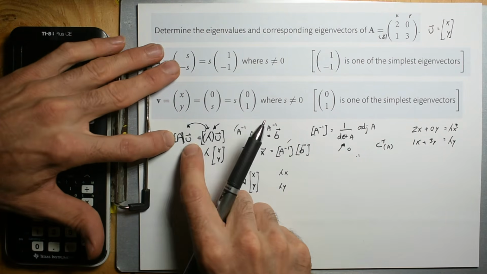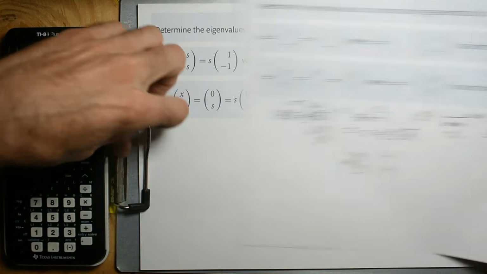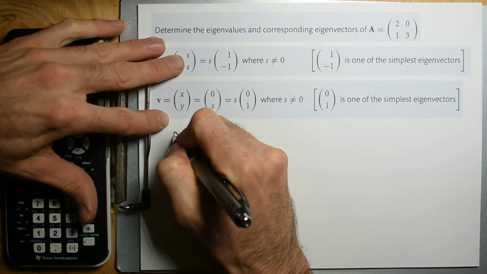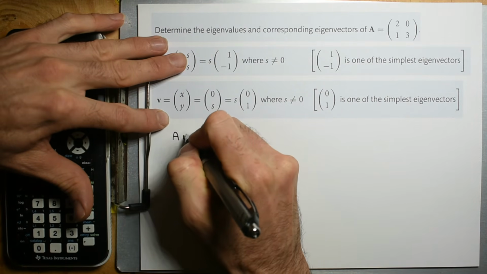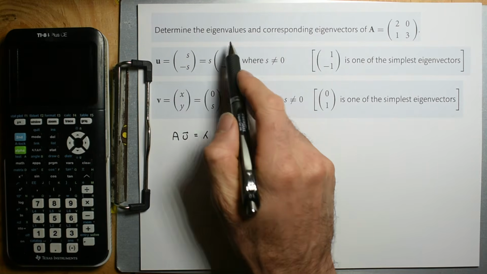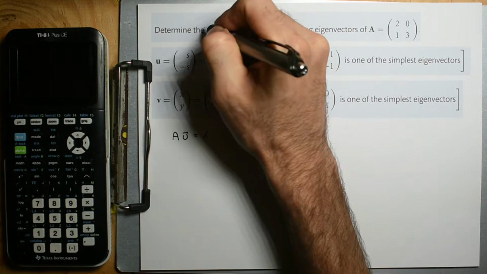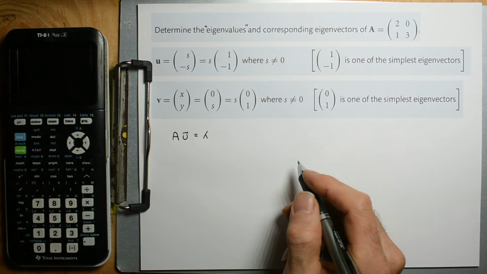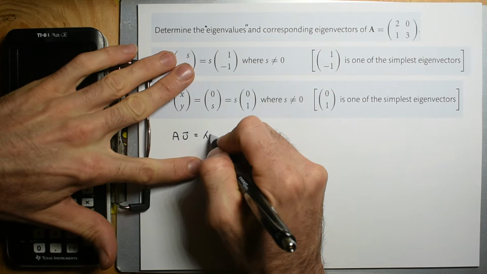So we have this, and let's maybe grab a new sheet of paper. So we have matrix A times vector U is equal to a scalar, which is the eigenvalue. The scalar represents the eigenvalue, and times matrix U.